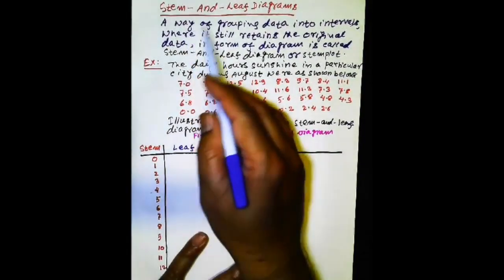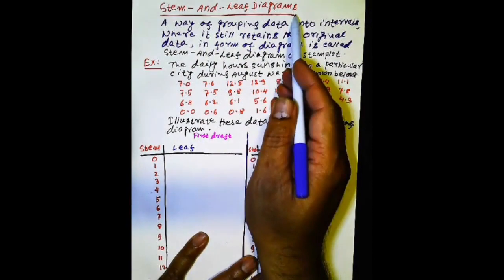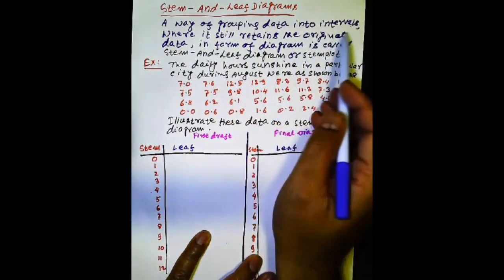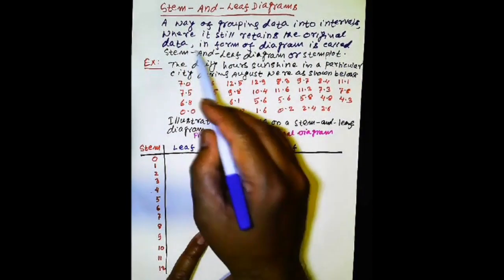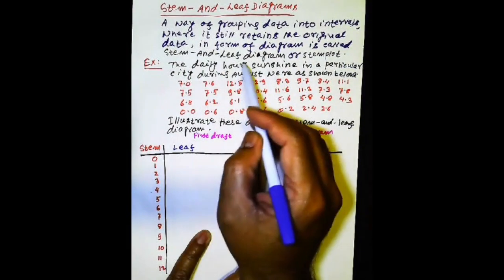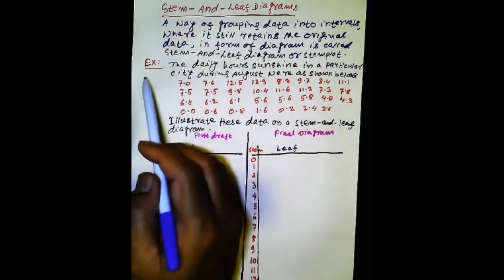Okay guys, we shall now discuss stem and leaf diagrams. This is a way of grouping data into intervals where it still retains the original data. This form of diagram is called a stem and leaf diagram, or simply a stem plot. This can be explained further by an example like this.